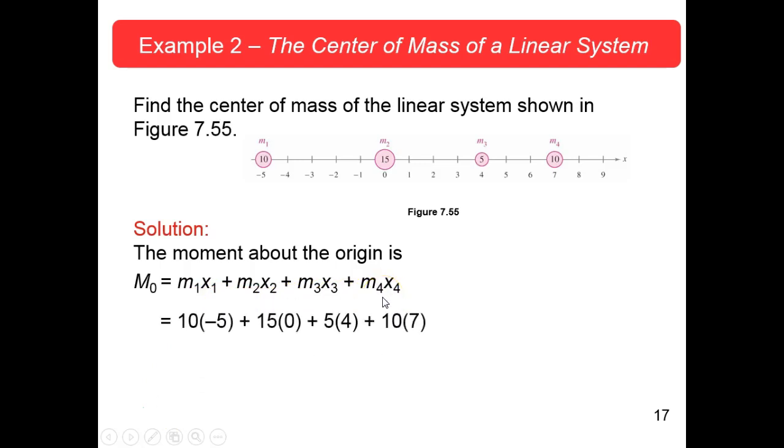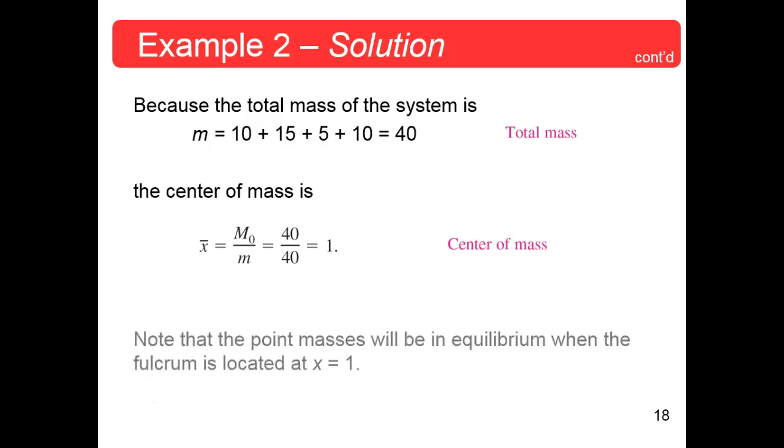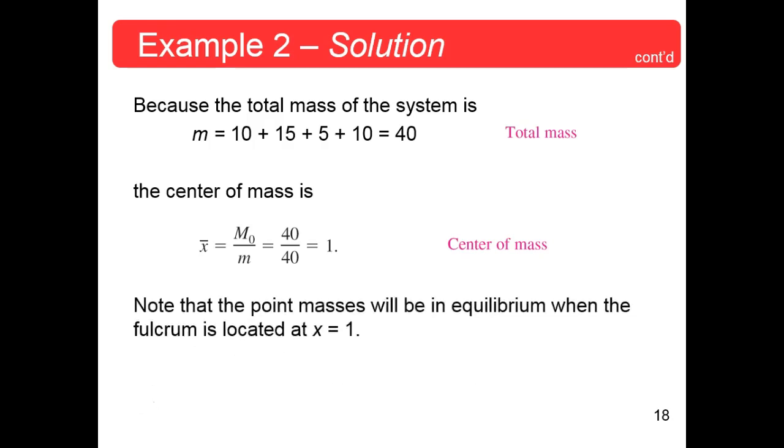Add all those up: 10 times minus 5 plus 15 times 0 plus 5 times 4 plus 10 times 7 is negative 50 plus 20 plus 70, equal 40. Your total mass of the system, 10 plus 15 plus 5 plus 10, is 40. And the center of mass would then be your moment divided by your mass, which is 1. Note that the point masses will be in equilibrium when the fulcrum is located at x equal 1, and we just verified that.